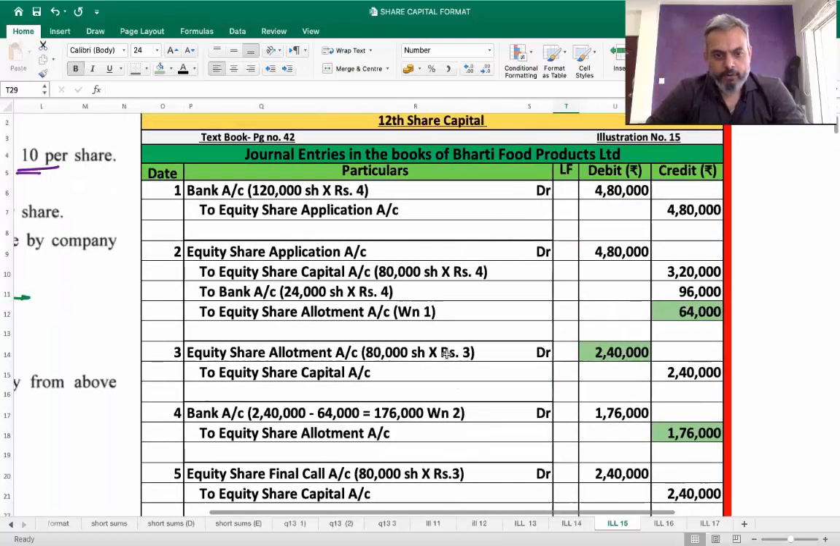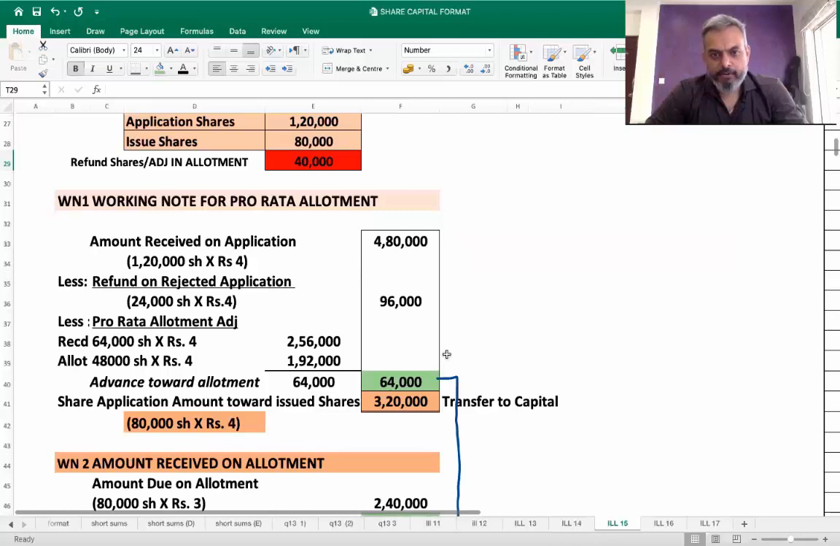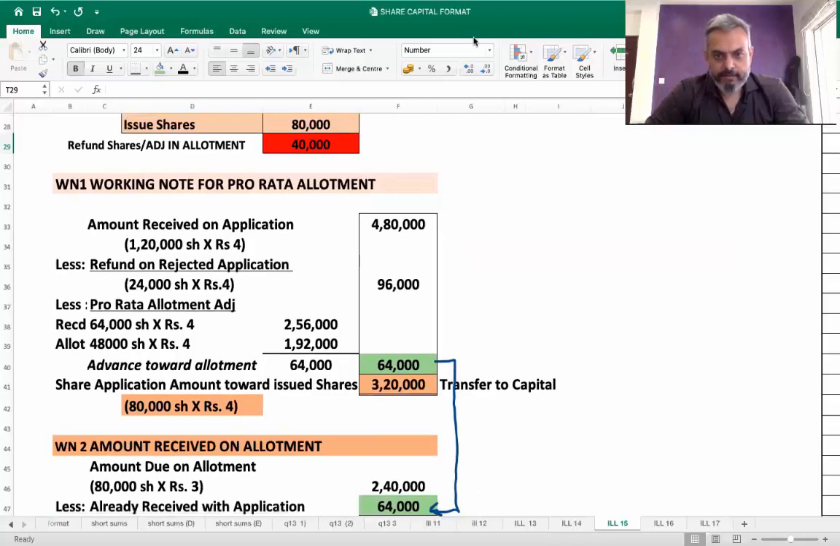Go through the sum, go through the working, see if you have any doubt. Please ask.